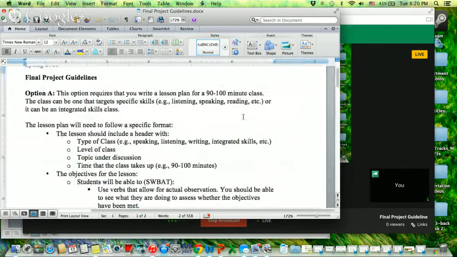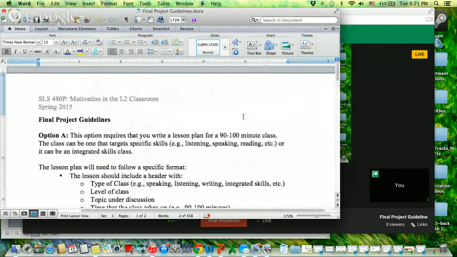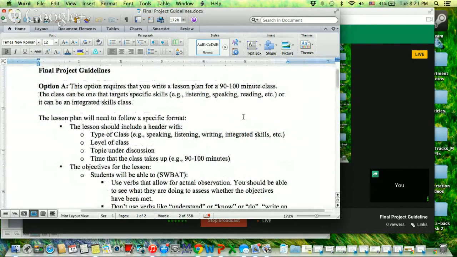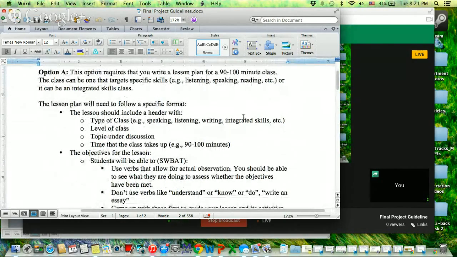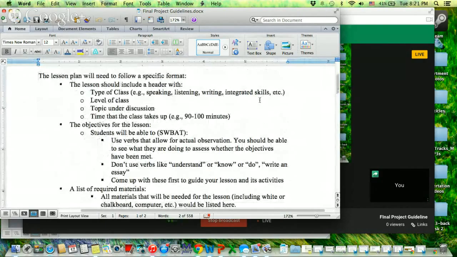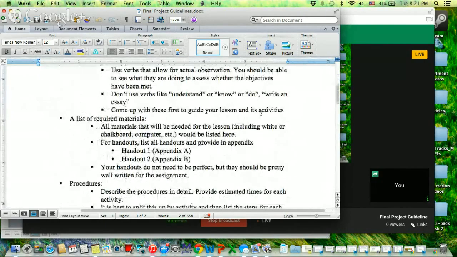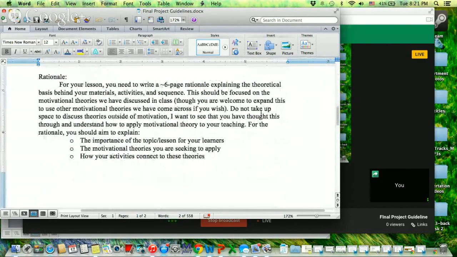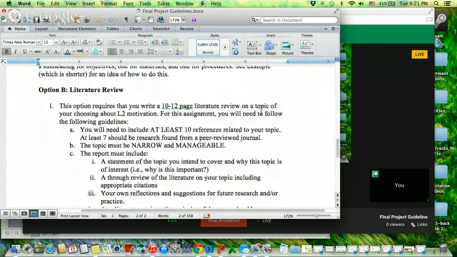For the most part, I think it's pretty self-explanatory. You can look at the examples I've provided. I'll also be providing a link to some sites that discuss how to write up a lesson plan, and I think you should probably look into those if you're going to do this option.